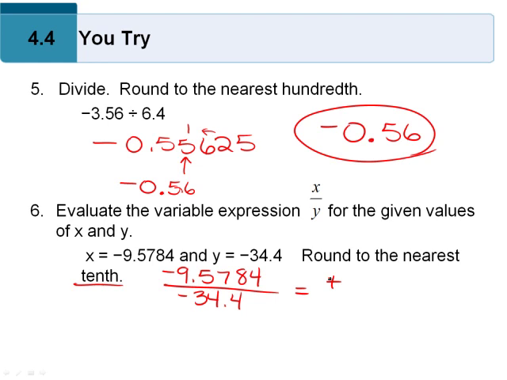And make sure you put the 9.5784 in first, divided by 34.4. And that gives you a positive 0.278 and a bunch of other stuff. Now it said round to the nearest tenth. The 2 is in the tenths place. So we're looking at the 7. That is going to round that up, so we add 1, so that's a 3, bring down the decimal point and the 0, and that's your answer, 0.3.